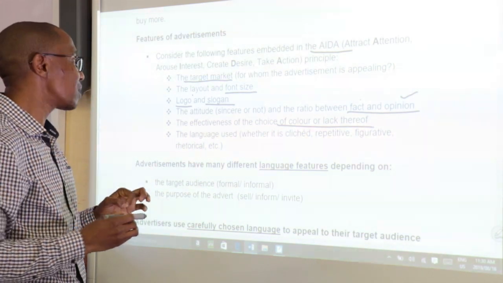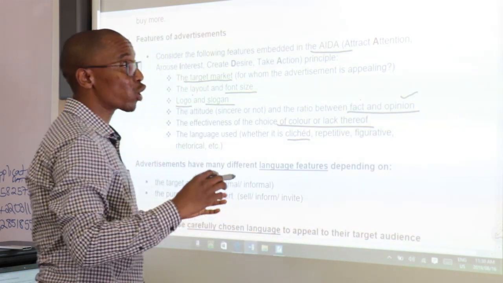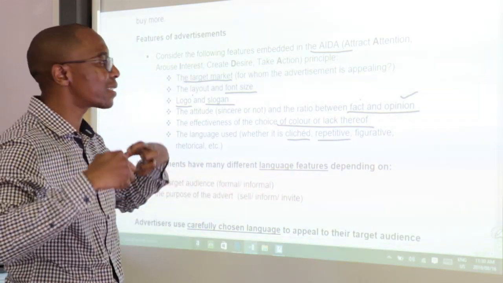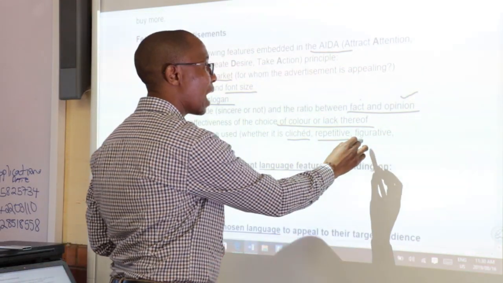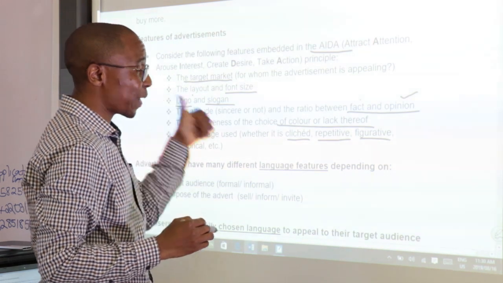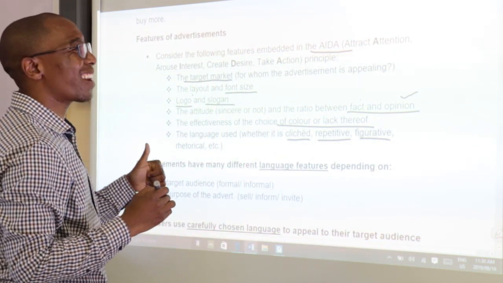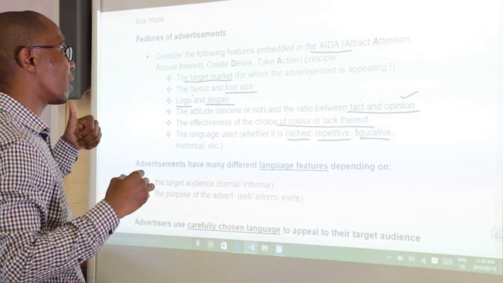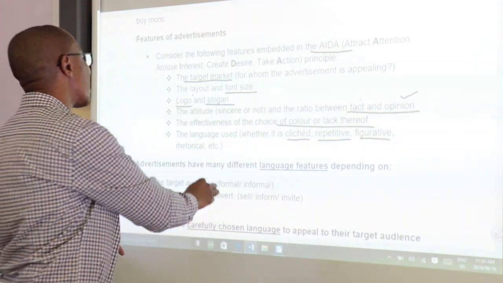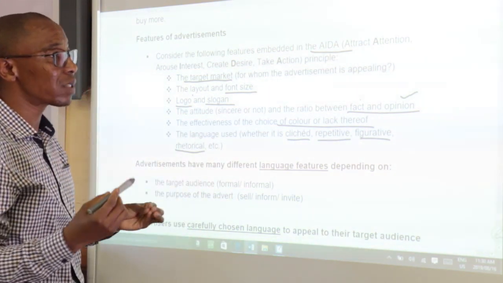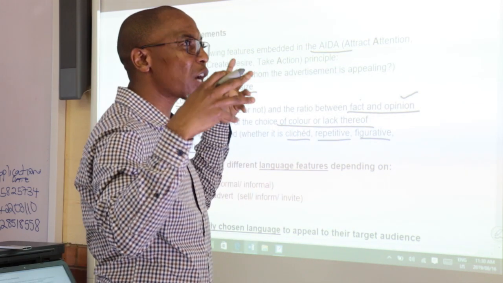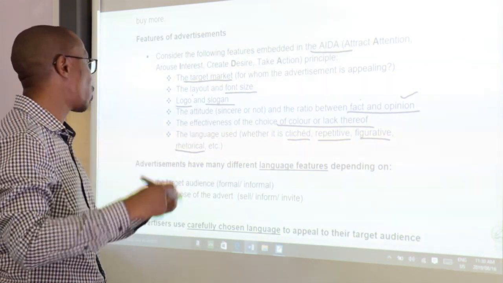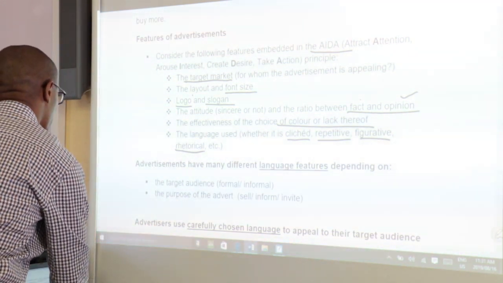Every time, the advertisers may use cliches, because we are familiar with them. They may repeat particular phrases or words so that they emphasize. They may use figurative language, especially the pun, especially the sound devices, whether it's onomatopoeia, assonance, alliteration, and rhyme sometimes. And rhetorical questions may also be used by the advertiser to make sure that you actually reflect and think about this and say, you know what, I do not just want this, but I need it. Let me go and use this particular product.